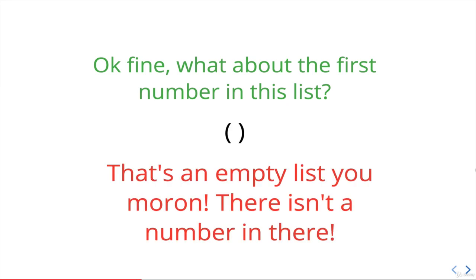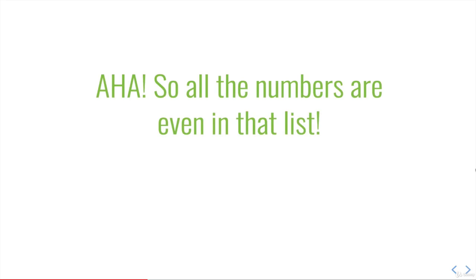And the dragon is very upset. He says, that's an empty list, you moron. There isn't a number in there. How could anything be even or odd? There's nothing in there. And then Martin triumphantly says, aha!